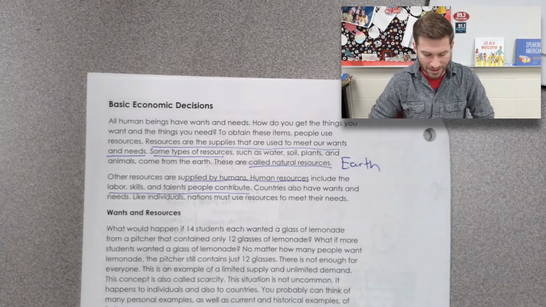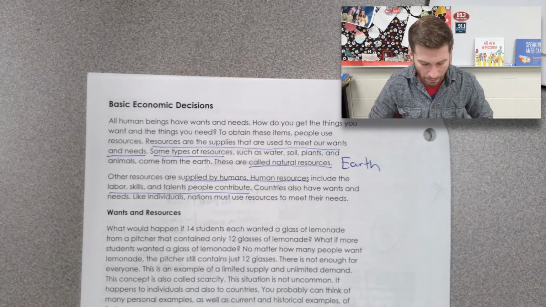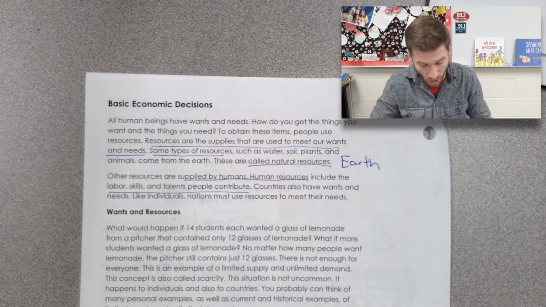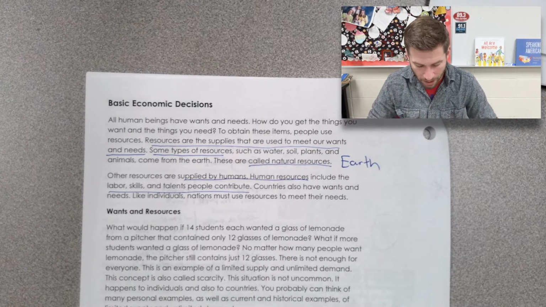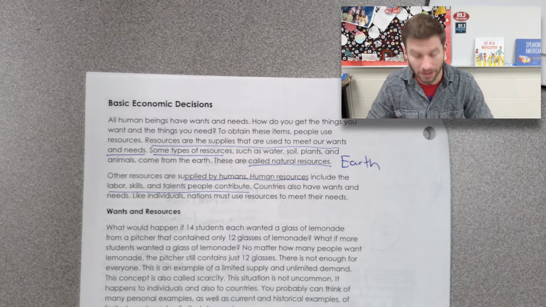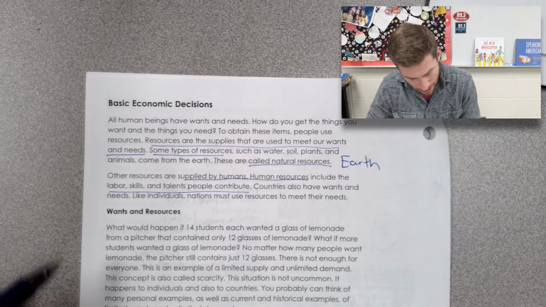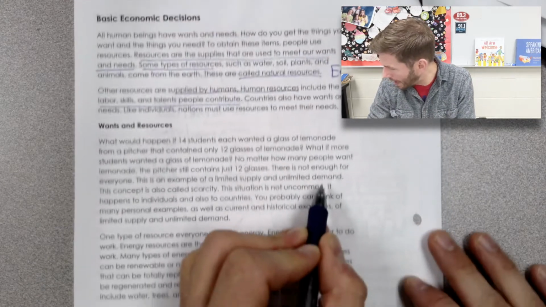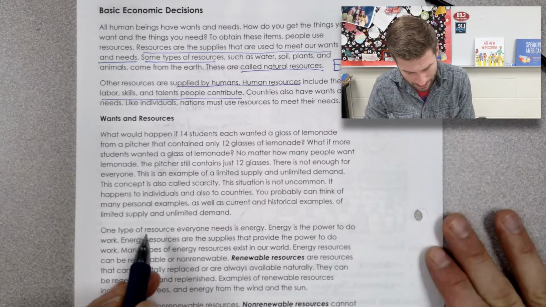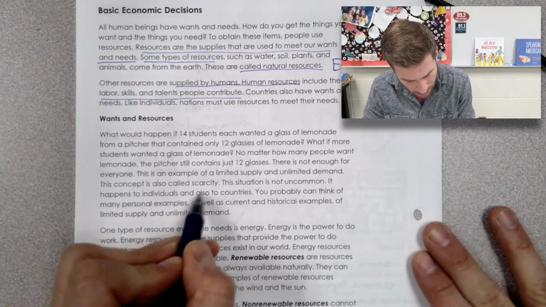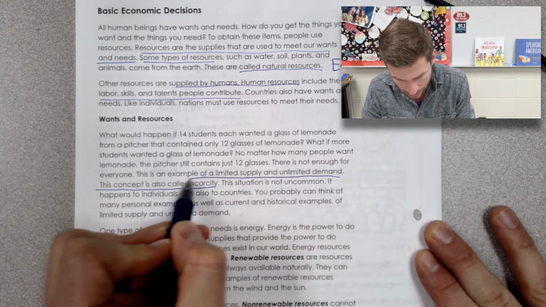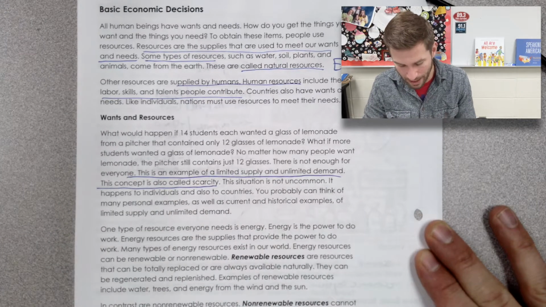What would happen if 14 students each wanted a glass of lemonade from a pitcher that contained only 12 glasses of lemonade? What if more students wanted a glass of lemonade? No matter how many people want lemonade, the pitcher still contains just 12 glasses. There is not enough for everyone. This is an example of limited supply and unlimited demand. This concept is also called scarcity, right? Limited supply and unlimited demand, right?